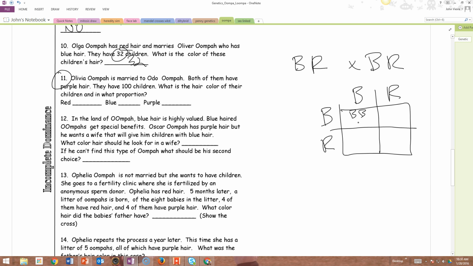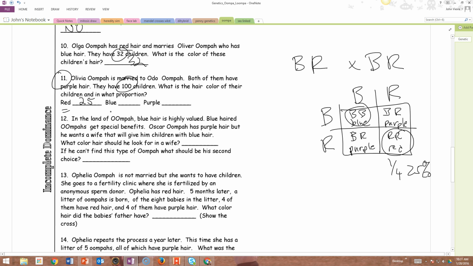So, this is going to have blue hair. Purple hair. Purple hair, so this is blue. Purple. Purple. And here you've got your red hair. Okay? So, if they had 100 children, how many would be red hair? Well, that is 1 out of 4, or 25%. What's 25% of 100? 25 of their children should be red.